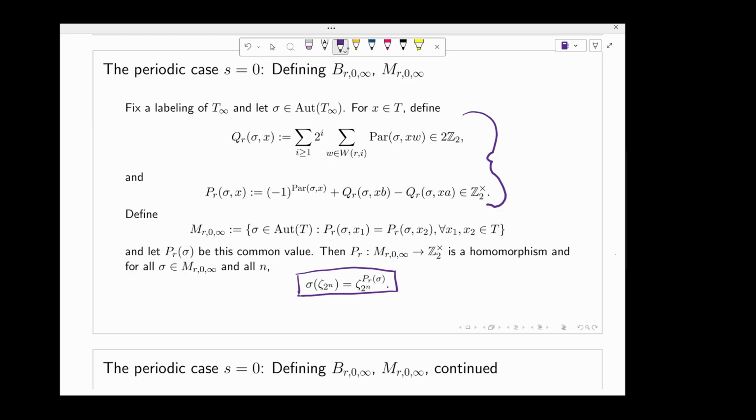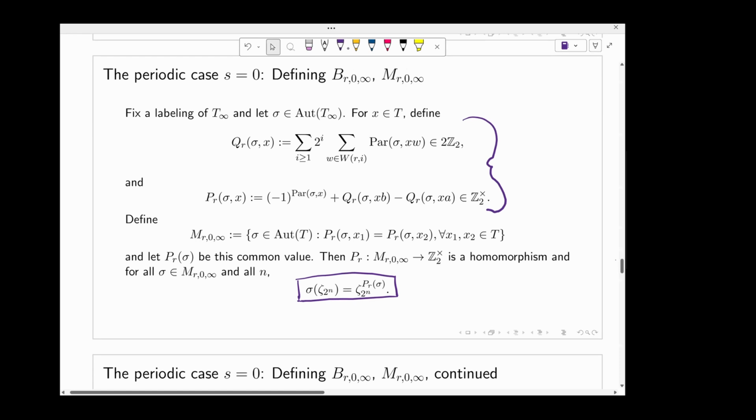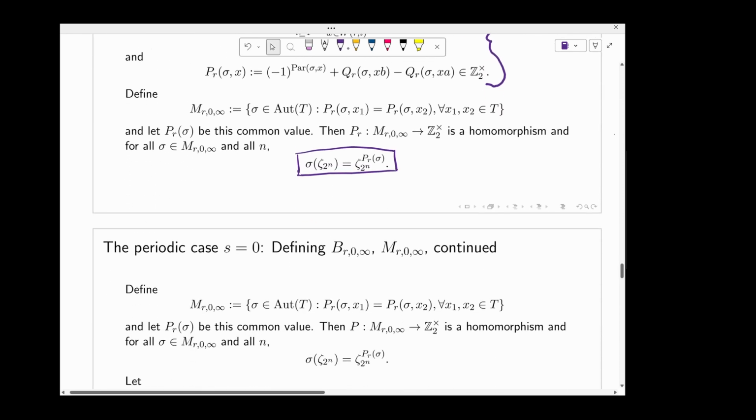And then once we've done this, we can let P sub R of sigma be this common value, this P sub R of sigma X1, where X1 is any node in the tree, any element of our backward orbits. And then I get this map P_R from M_R0 infinity, this M group that we defined for our fixed R in our periodic case, into the non-zero 2-adic integers. And this is a homomorphism, and specifically what this is doing is it's telling us exactly how this sigma acts on the 2 power roots of unity. So that's how the group M_R is defined.